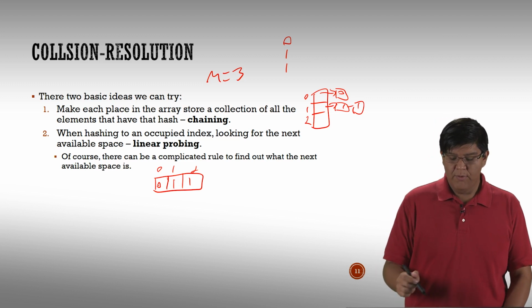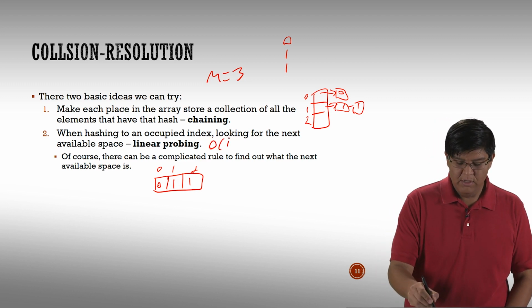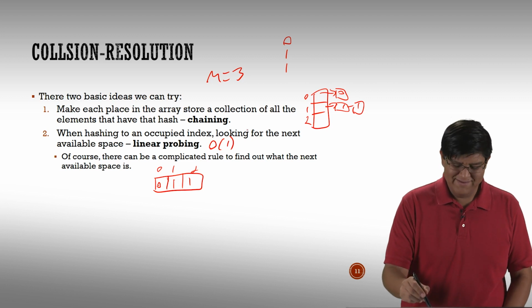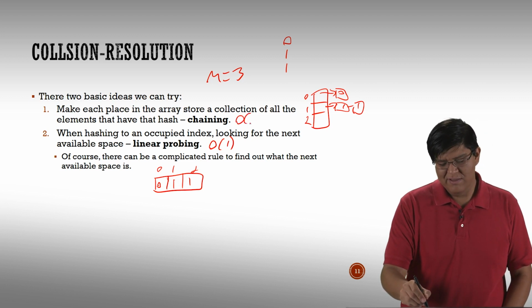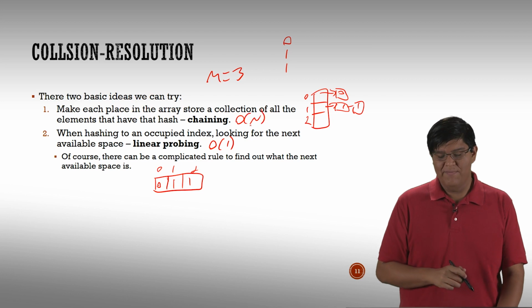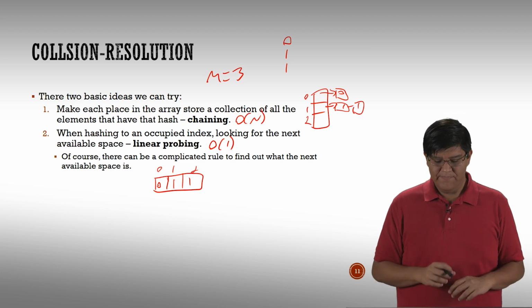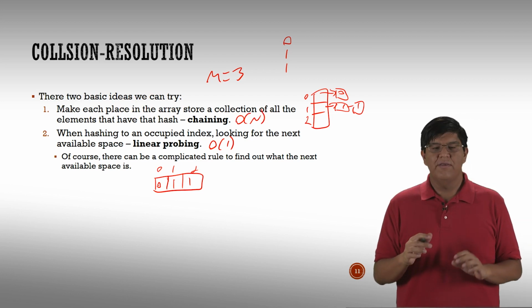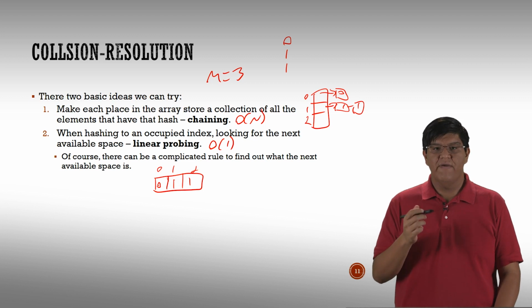Ultimately, linear probing is what's going to get us our constant time. Chaining will occasionally look like linear time, which is not so good. All right, so these are two ways to address collision resolution in terms of hashing. In the following videos, we're going to go into depth on how we actually implement a chaining-based hash table as well as a linear probing-based hash table.